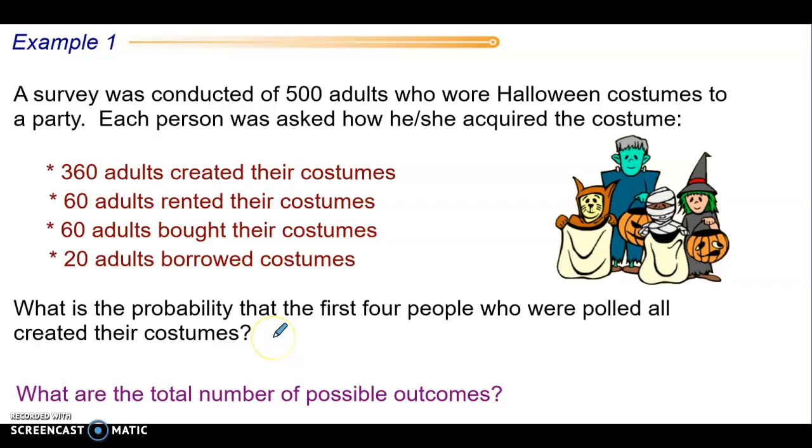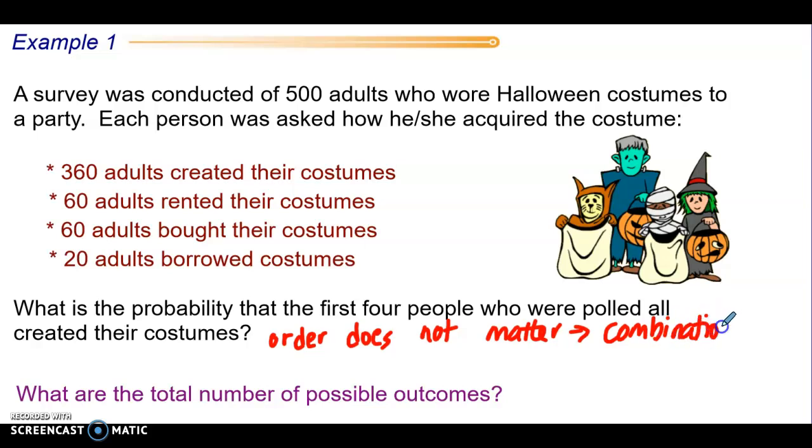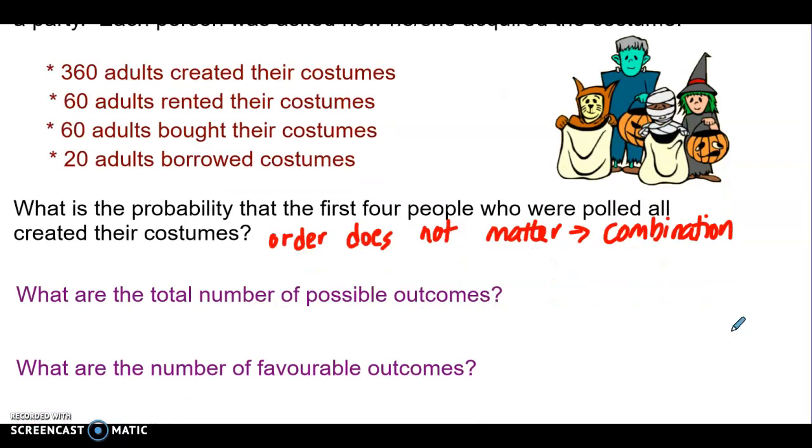First of all, this is a combination question. Order does not matter. So again, we are looking at a combination. We need to first of all find the total number of outcomes. We have 500 people, and we are looking for the first 4 people coming through the door.